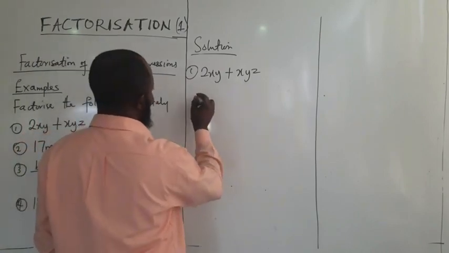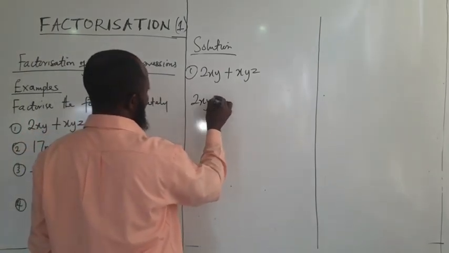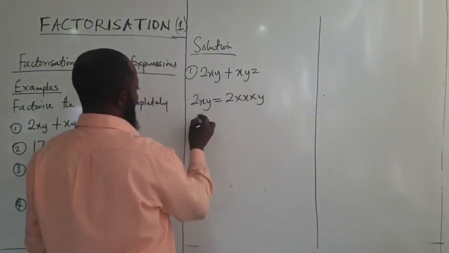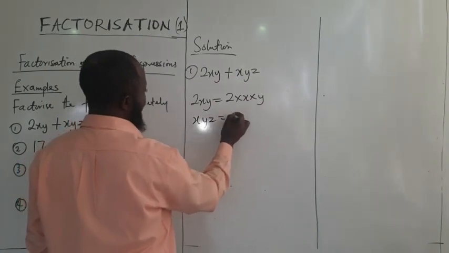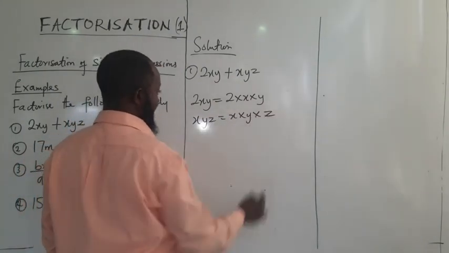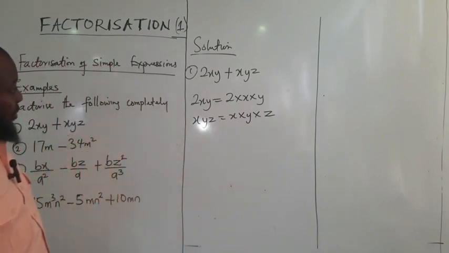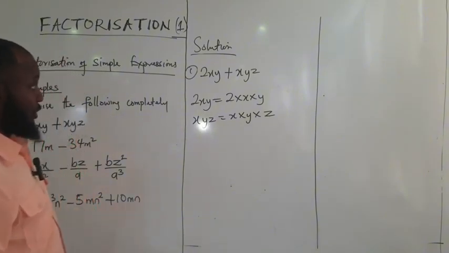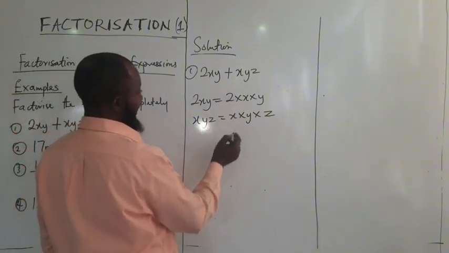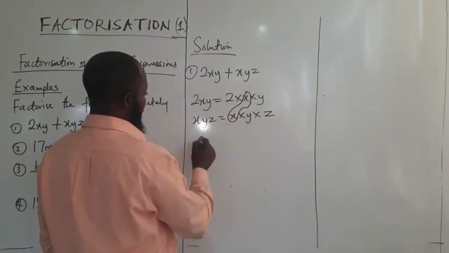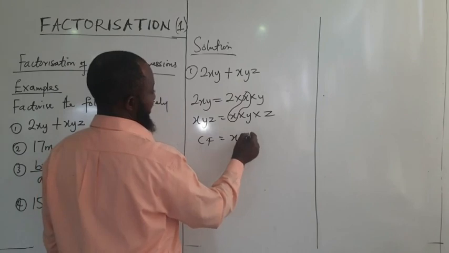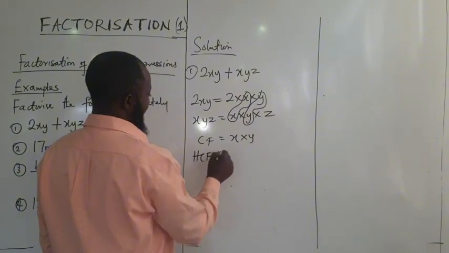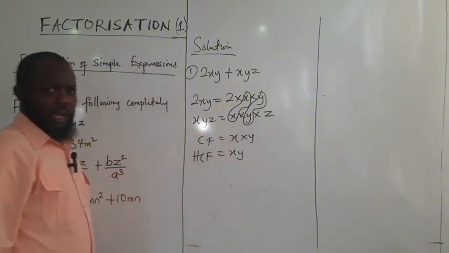So let's first of all do this. 2xy, that will be 2 times x times y. While this is xyz, it was x times y times what? Z. So from here we can bring out the common factors, which will lead us to the highest common factor of the two terms. So what is common to this and this? X is common. That will be first one. Common factors is x. Then y is also common. So which means the ACF is what? Xy. I hope that is clear.